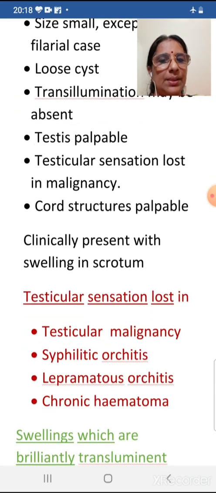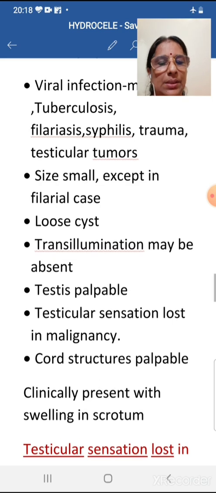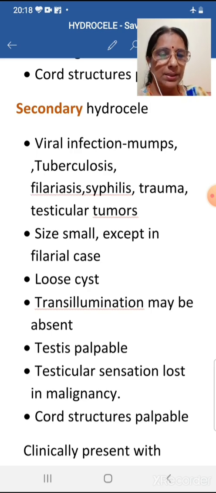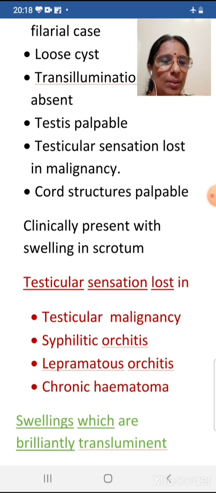Then testicular sensations are lost in malignancy of testis. That is also one type of secondary hydrocele. So secondary hydrocele occurs as a result of testicular tumor. When you palpate the testis, the patient may not feel the testicular sensation. So testicular sensation is one of the important points to find out whether this secondary hydrocele is because of any testicular malignancy or due to any other infections of the tunica vaginalis or testis. So testicular sensation is lost in so many conditions like testicular malignancy, syphilitic orchitis, lepromatous orchitis, and chronic hematoma.